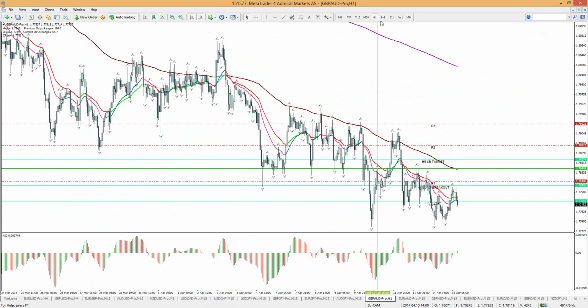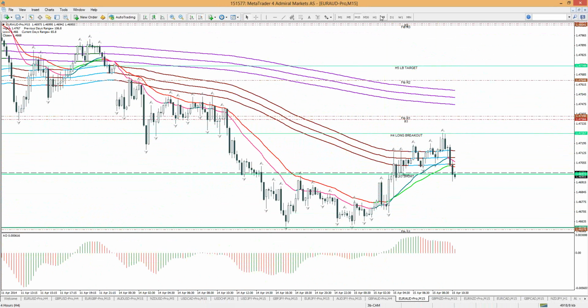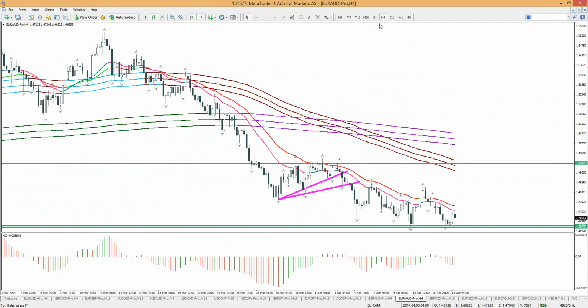I'm not interested in trading this swing trade yet on the pound Aussie just because it's moving too slow to the downside here. Same with the Euro Aussie.